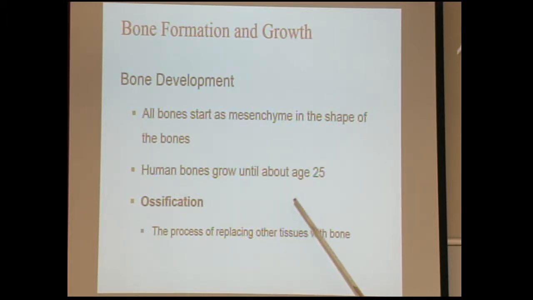They do keep growing till 25, at least a little bit. And that word ossification, which might be on your study guide, we'll see it a lot. It's the idea of building bone, but not from scratch, building bone on top of other tissue types. So either replacing the mesenchyme with bone, or as you'll see later, replacing cartilage with bone. Those would both be ossifications.